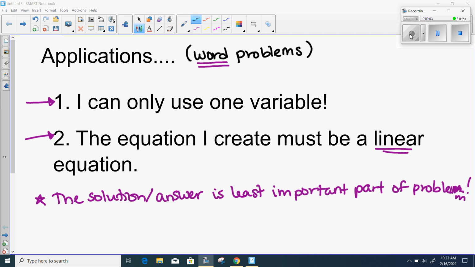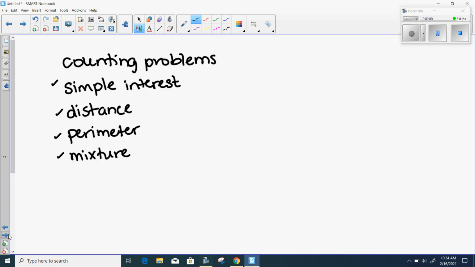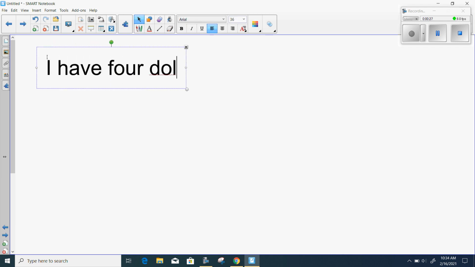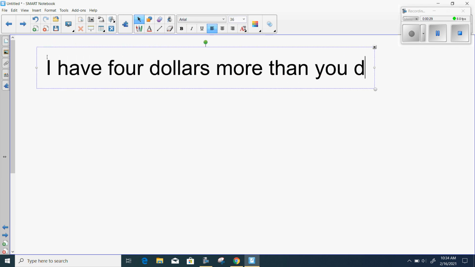When we're working toward our goals of trying to create an equation that has only one variable in it, let's start with some of the counting problem ideas. There are words and phrases that help us create these relationships and translate from the words into our mathematical phrases. So if I have $4 more than you do, there's two things that we don't know here.